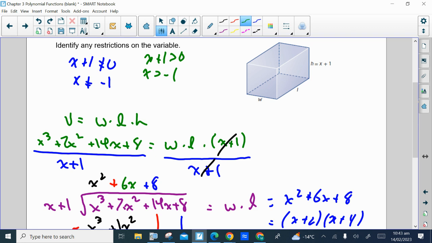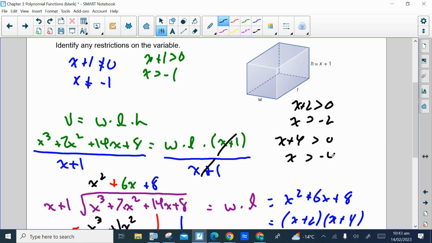However, there are two other dimensions that we need to talk about. We saw that x plus 2 is an expression for one of the dimensions. That must be greater than 0. So x has to be greater than -2. And then finally, x plus 4, our third dimension, has to be greater than 0.